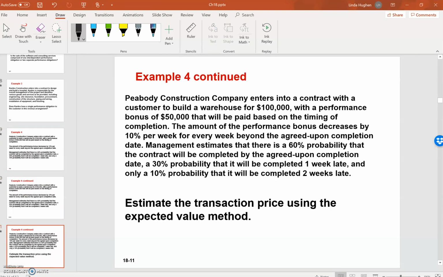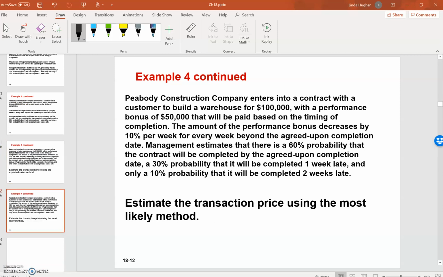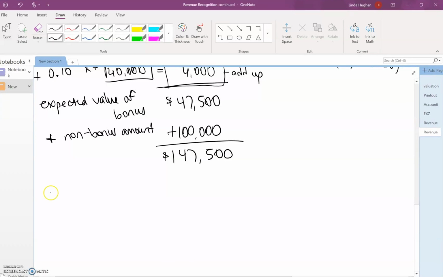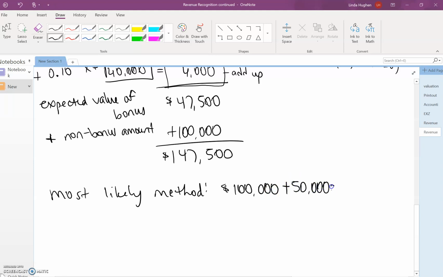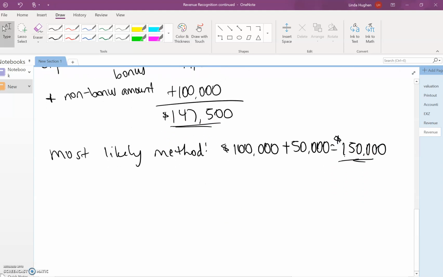That was A, using the expected value method, and B says use the same information and estimate the transaction price using the most likely method. Most likely method is the easy one. Well, we're definitely going to get the 100,000. Add to that the most likely bonus. There's a 60% chance that we get the 50,000, that we finish on time. So the most likely amount is 150,000. Done. Answer to A, the 147,500, and the answer to B, 150,000.